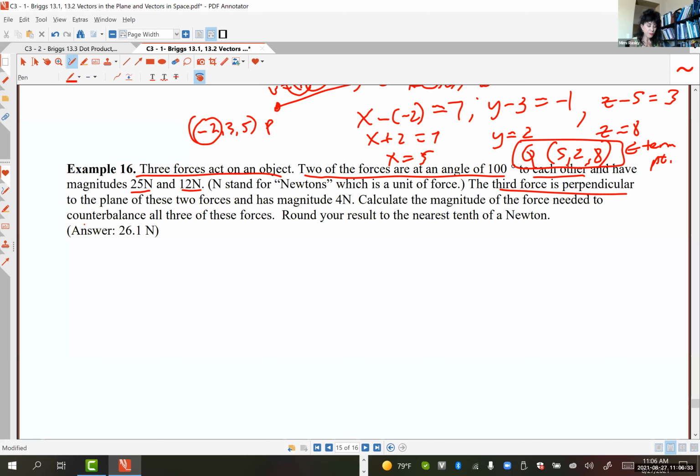The third force is perpendicular to the plane of these 2 forces and has magnitude 4 newtons. Calculate the magnitude of the force needed to counterbalance all 3 of these forces. Oh my goodness, what the heck?